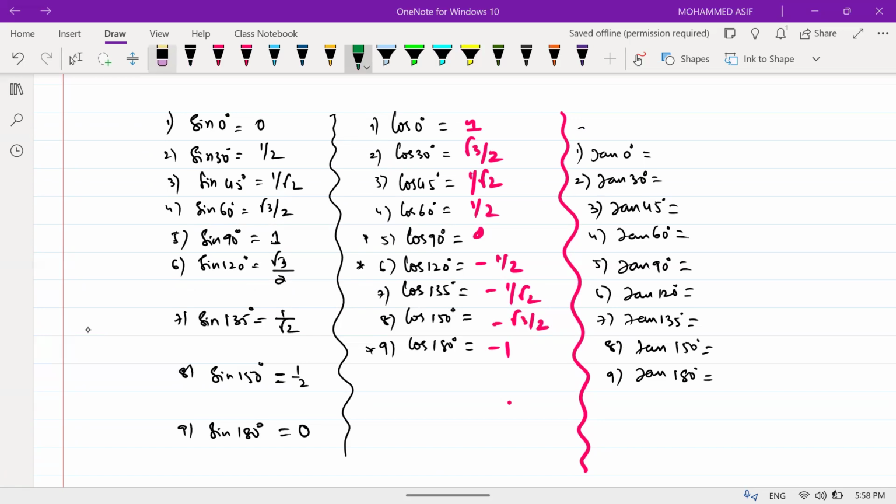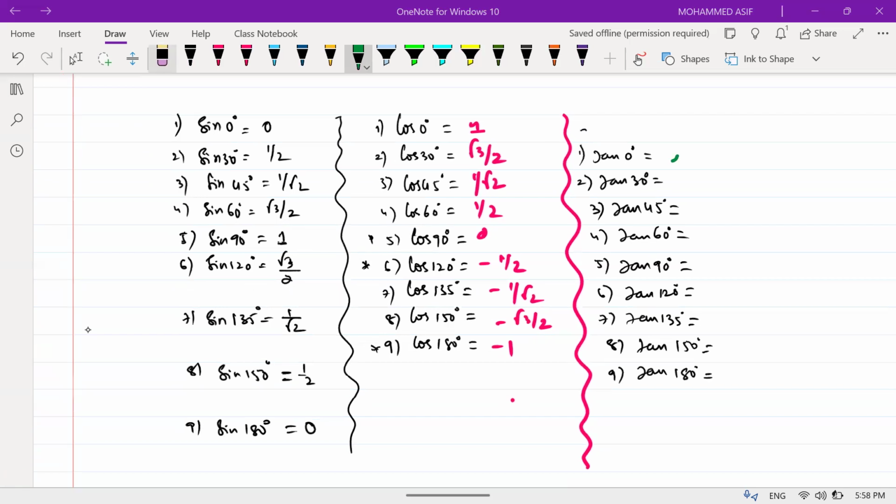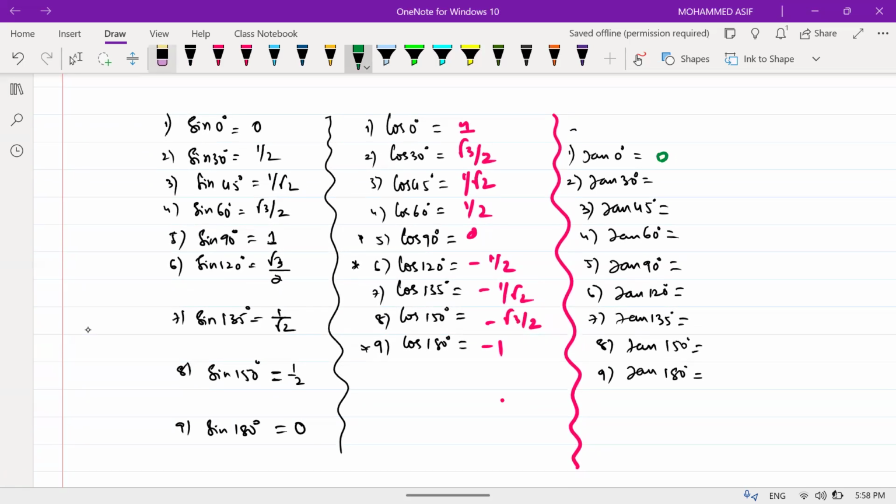Can anyone tell me, beta? What is tan 0, beta? Tan 0 is 0. Tan 30, 1 by root 3. Tan 45, 1. Tan 60, root 3. And tan 90, not defined, beta. Tan 120 is minus root 3. Tan 135, minus 1. Tan 150, minus 1 by root 3. Tan 180, 0. Okay, these are the basic things you need to remember. Clear? Sure.